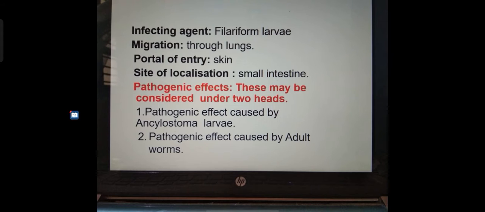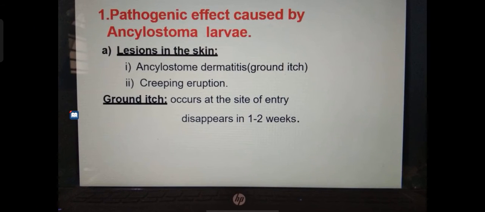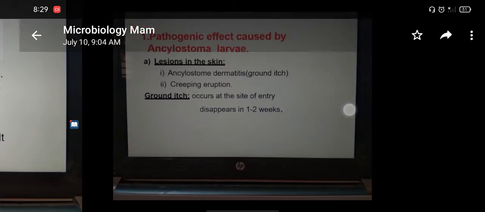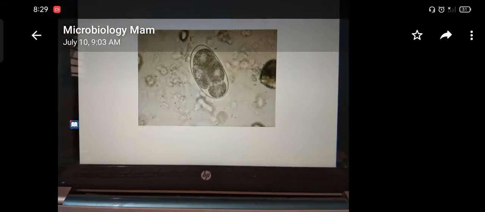We have already discussed this, and the pathogenic effects are caused by two things: one is the Ancylostoma larva, and one is the adult worm. We will discuss that. First I will discuss the adult worm.